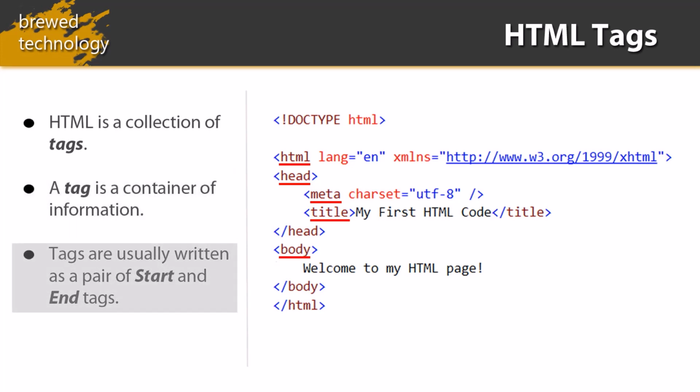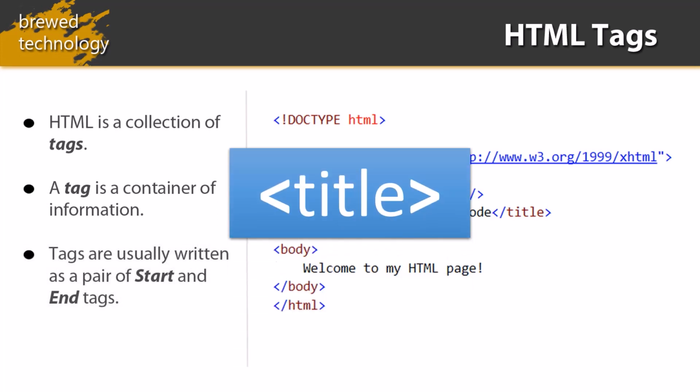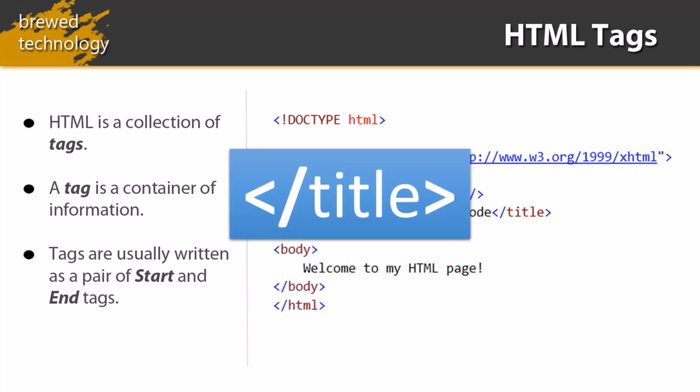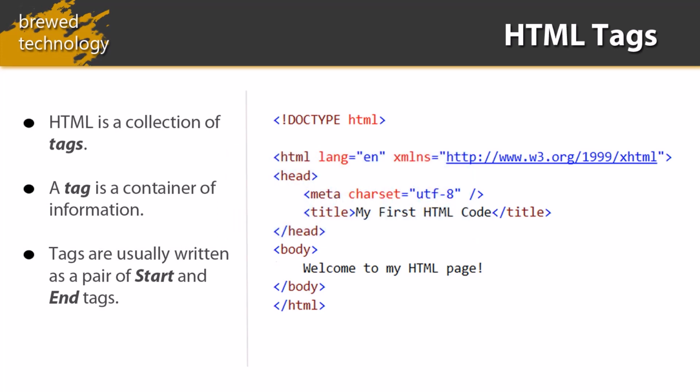Tags are usually written as a pair of start and end tags. A start tag is written with the tag name enclosed by angle brackets. An end tag is written with the tag name preceded by a slash and enclosed by angle brackets. Let us now identify the start and end tags in our example.